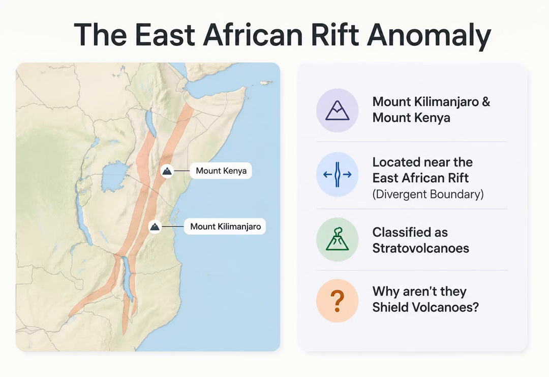This brings us to a fascinating geographical anomaly. If divergent boundaries produce fluid basaltic magma and shield volcanoes, how do we explain Mount Kilimanjaro and Mount Kenya? Both of these famous peaks are located near the East African Rift, which is a divergent boundary. Yet they are towering stratovolcanoes, not flat shield volcanoes.